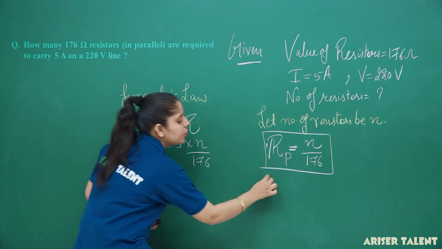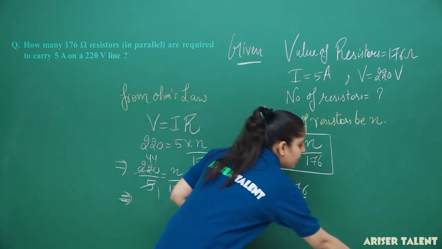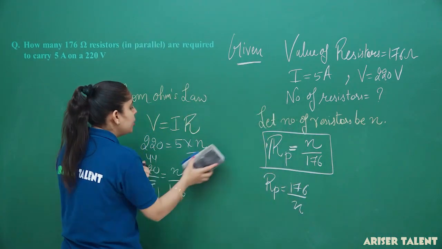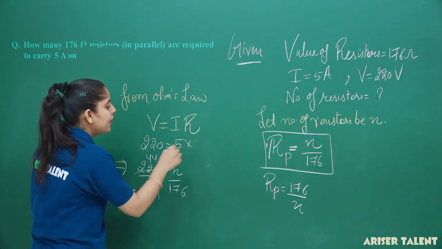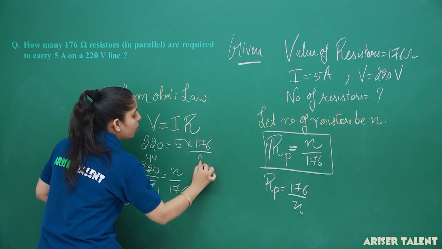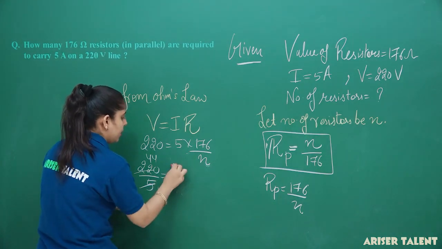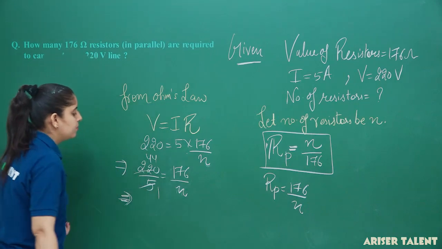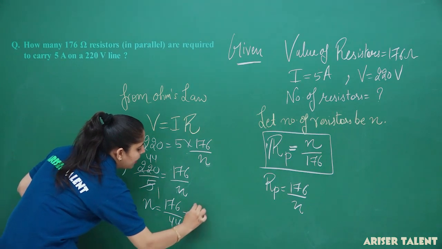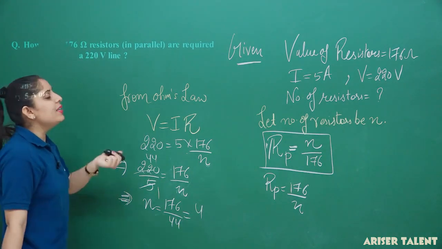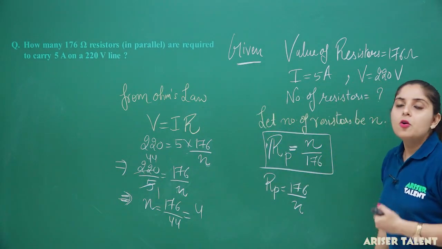So, if I have to substitute the value of Rp here, it must be equal to 176 upon n. We have to just reverse the value. This is another important factor you have to learn, that you have to reverse the values here. So, it came out to be 176 upon n. Now, n must be equal to 176 upon 44 and it came out to be 4. So, how many resistors in parallel are required to get the current of 5 ampere? You just require 4 resistors.